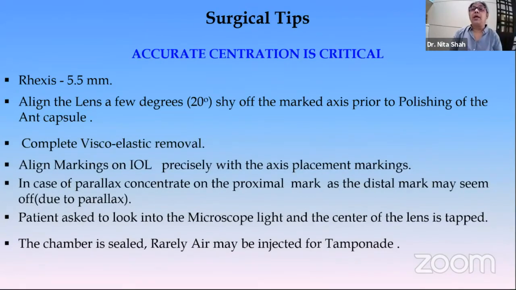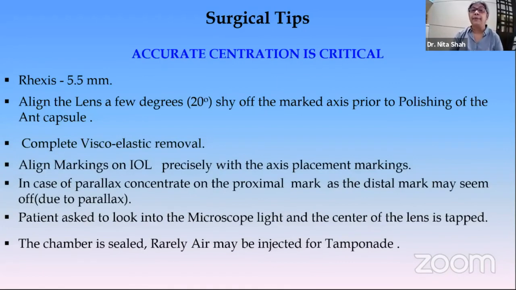What we need to take care of in the theater, these are just a few points that I stress on, is the rexis size, which should cover the optic all around. Aligning the lens a few degrees away till the viscoelastic is removed from below the lens completely, and the polishing, whatever has to be done, is done.